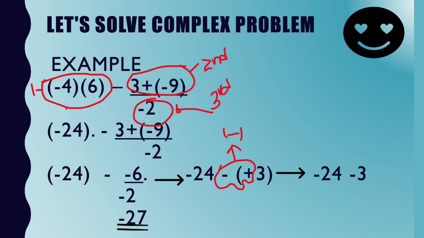Now I'm going to work on the third one. I wrote minus 3 plus minus 9 minus 2, because I didn't worry about that part. I just finished this part. Now the third one, I'm going to solve this one. What does this mean? This means 3 plus minus 9.